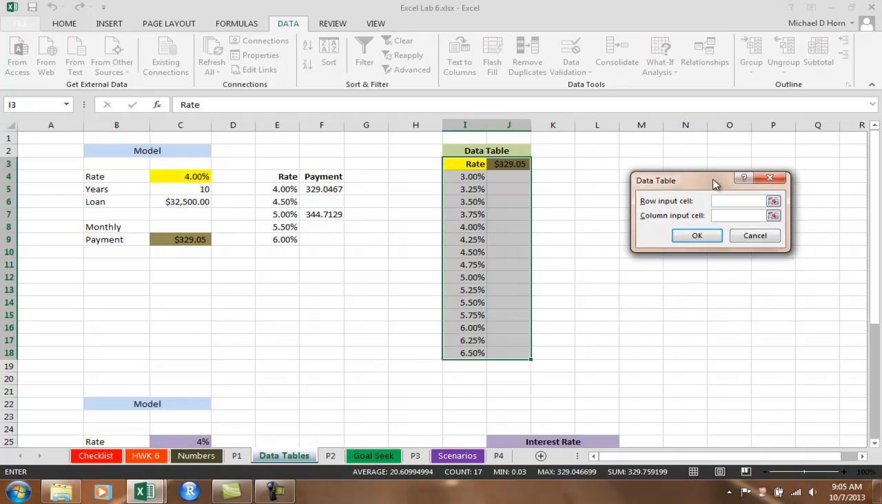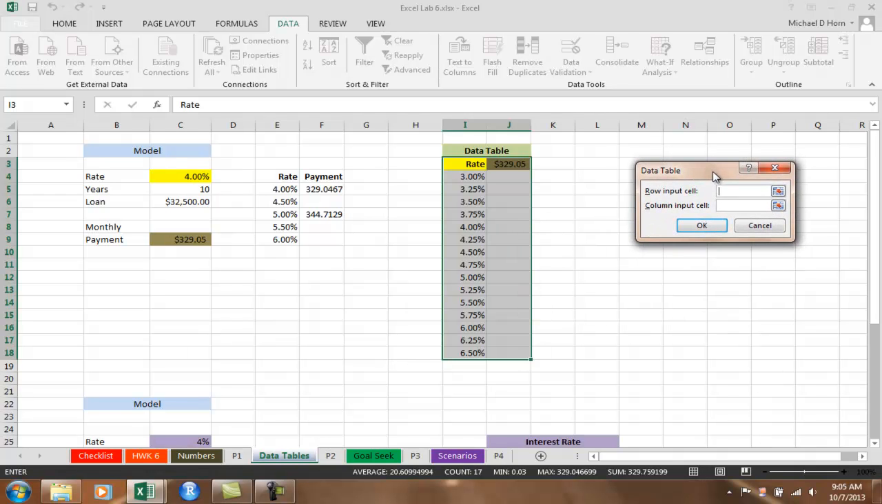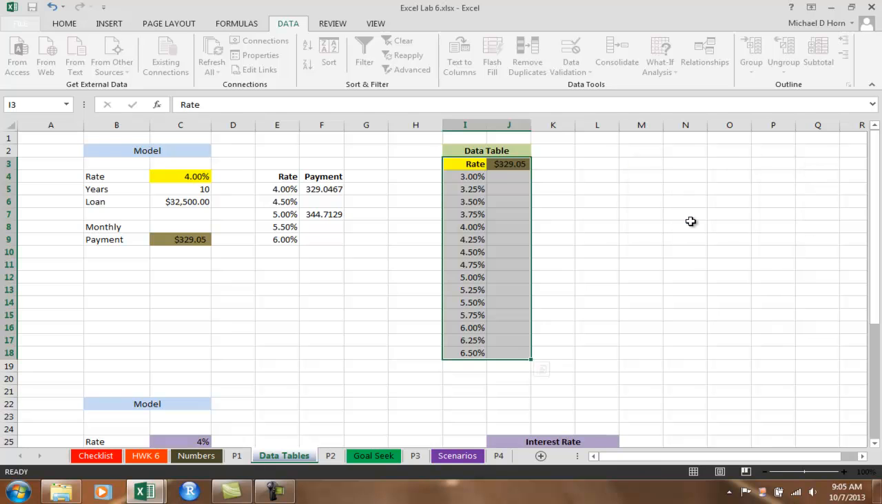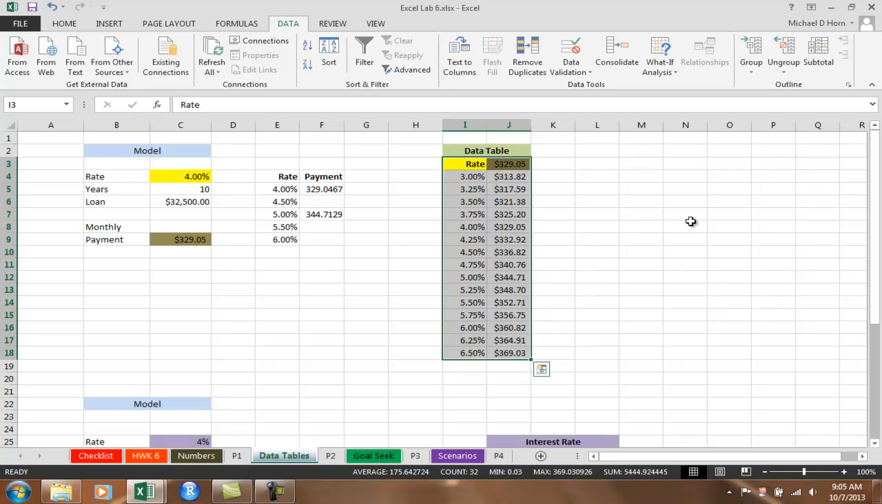Okay. So now, in this case, we have a one-way data table, and we have to tell it where to look for its inputs. So what we're essentially telling it is, we have this column of inputs. Where should they go into this model that we created over here? So we pick the column input cell, and that just happens to be where the rate is. And then I just say okay, and I'm done. So this is a much faster way to do this. In fact, if I went 3.1, 3.2, and so on, it would take me virtually no more time than it did to do this one.